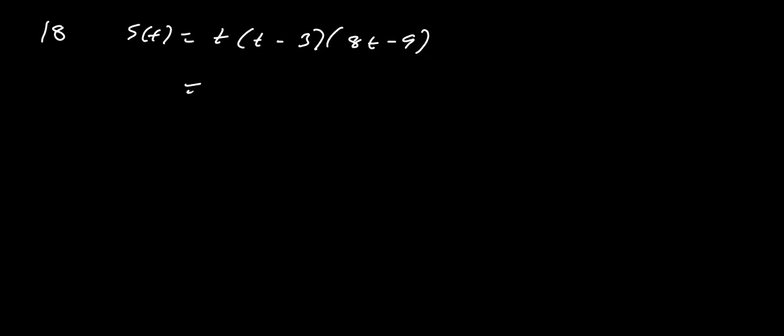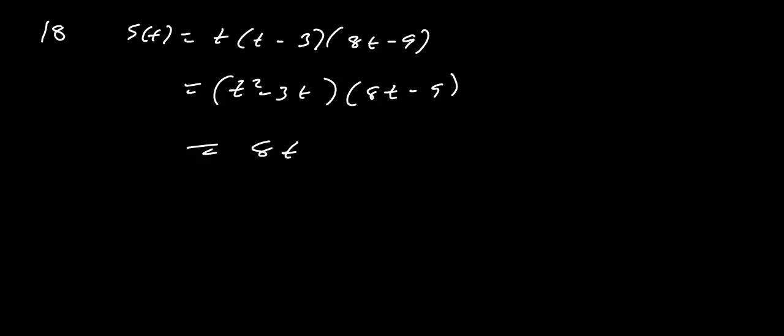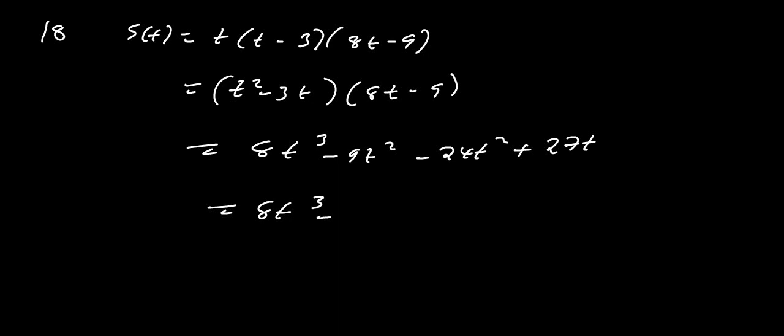If we expand this equation, we're going to get t squared minus 3t and 8t minus 9. This is going to be 8t to the power 3, negative 9t squared, then minus 24t squared, plus 27t. This is just 8t to the power 3 minus 33t squared plus 27t. So this is the displacement equation.